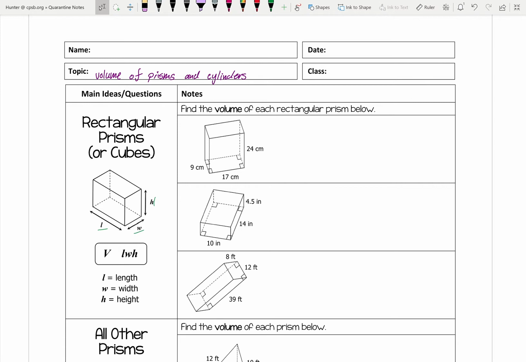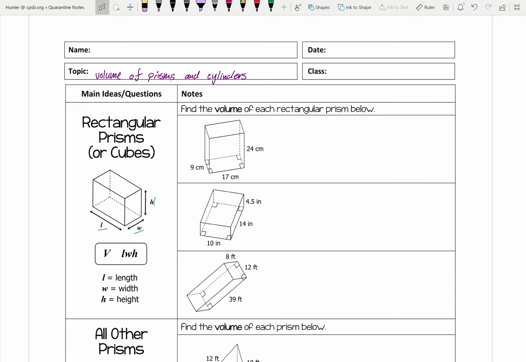So last time I met with you virtually on YouTube, we went over surface area of prisms and cylinders. Now the next logical thing would be to do volume of prisms and cylinders.